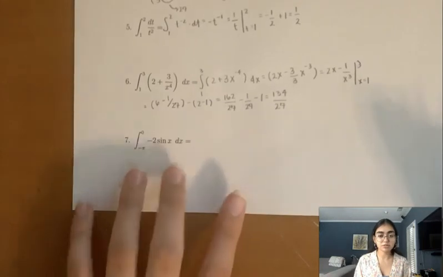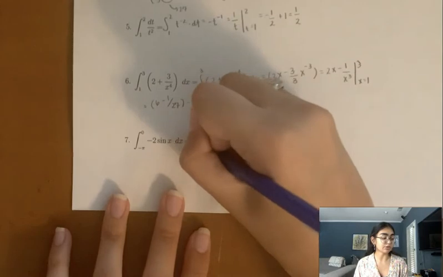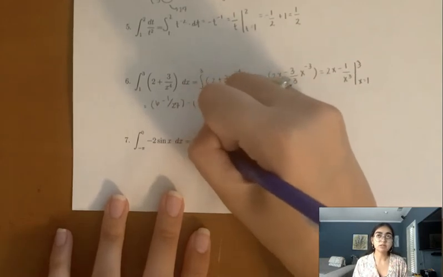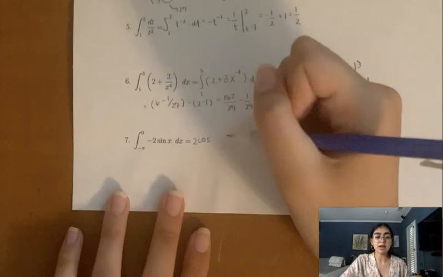So in number 7, you can see we have a trig function, so we're actually not going to use the power rule since we don't have any exponents. I like to think of trig function antiderivatives as just the reverse of the derivative rules. So when I see negative sine x, I think, what would -2 sine x be the derivative of? What function's derivative is negative sine x?